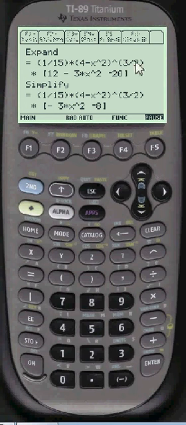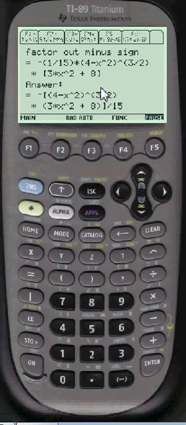Now we expand. The 1/15 comes out. We expand this to 12 minus 3x squared minus 20. We simplify that because we're taking minus 20 plus 12, which equals minus 8. And here's the answer here.